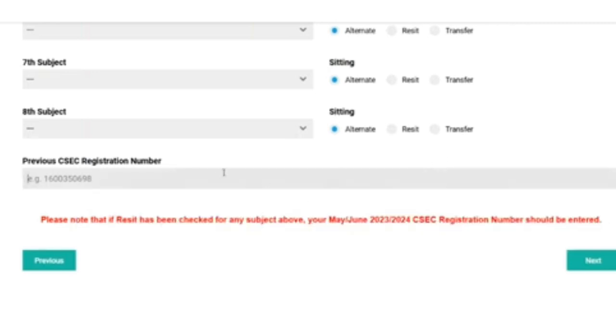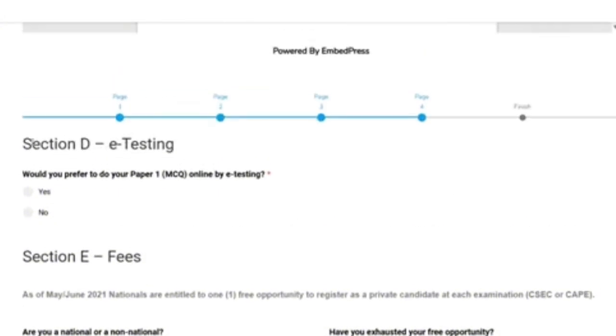So if you are using your SBA, and you press reset above, make sure you write your registration number for your examination. If you don't have it, probably check with the school that you were in Form 5. Then you go over to the next page.